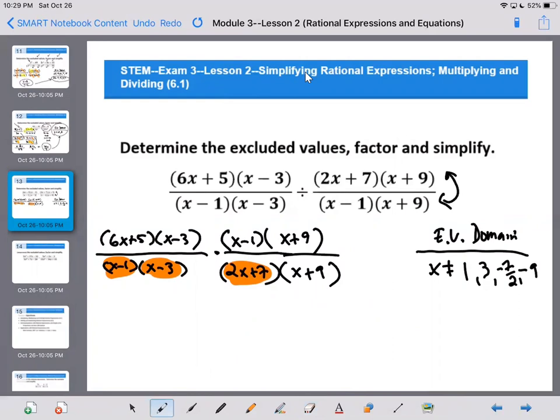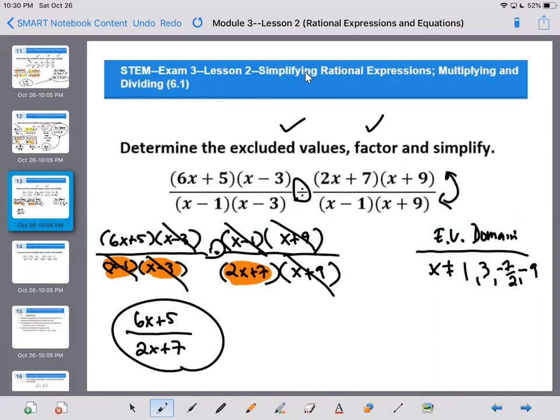we have factored, we found our excluded values. Remember we changed from divide to multiply. Then we found our excluded values. Now we can look to simplify. So this x minus 1, this x minus 1, this x minus 3, this x minus 3, this x plus 9, and this x plus 9. Looks like everything cancels except for 6x plus 5 in the numerator and 2x plus 7 in the denominator, along with the excluded values.